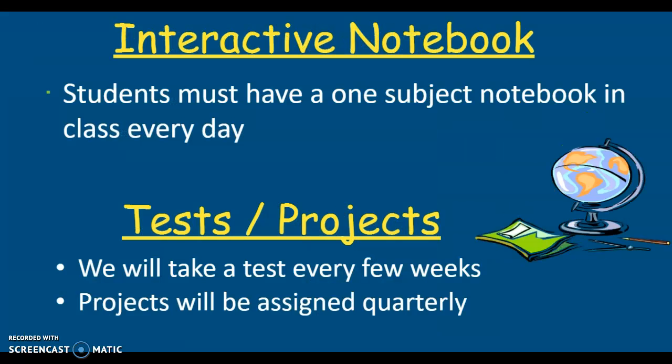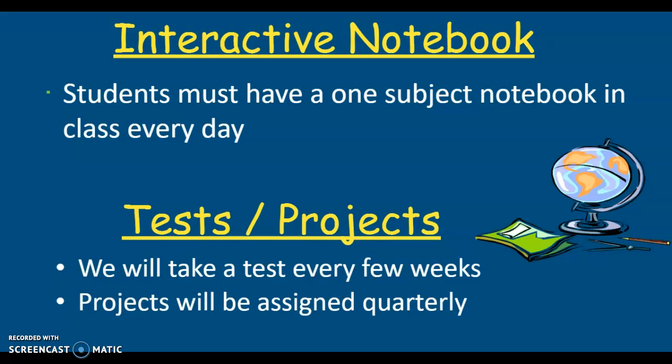Some of the things that students will need in 7th grade social studies, number one, they need an interactive notebook. We've already set these up. Every student has one. They have a one-subject notebook that they'll use in class every day. This is where they'll keep notes and several of their assignments. This basically serves as their textbook, so this should be something that they're reviewing at home on a regular basis in order to prepare for tests.